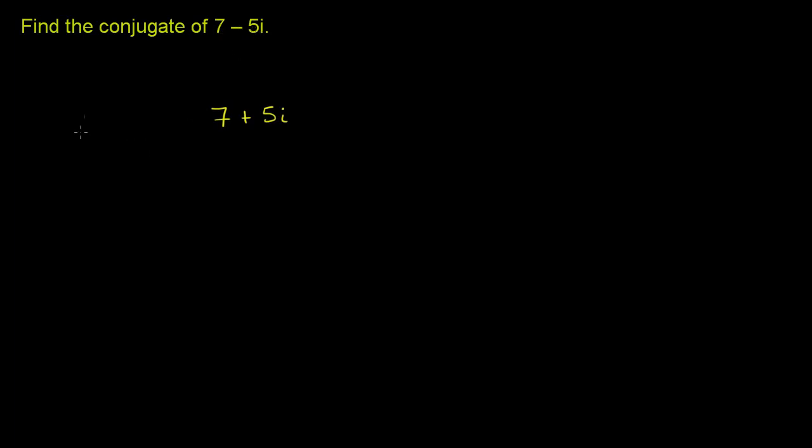And sometimes the notation for doing that is you'll take 7 minus 5i and put a line over it like that. That means I want the conjugate of 7 minus 5i, and that will equal 7 plus 5i. Or sometimes you'll see z, the variable that people often use for complex numbers. If z is 7 minus 5i, then they'll say the complex conjugate of z, with the line over the z, is going to be 7 plus 5i.